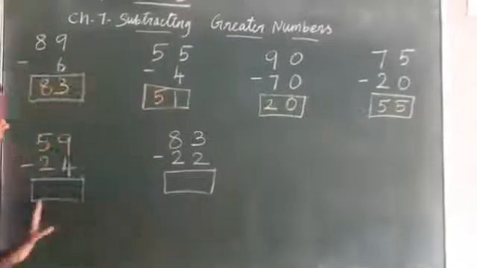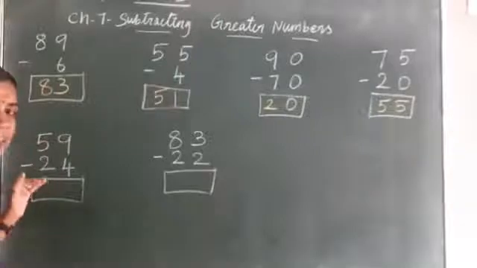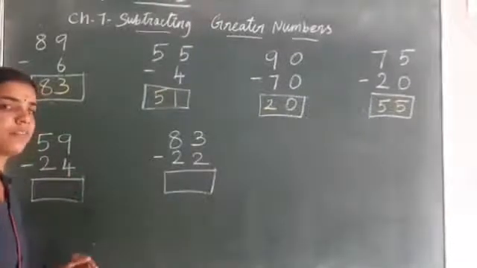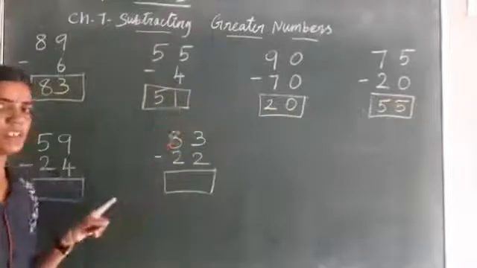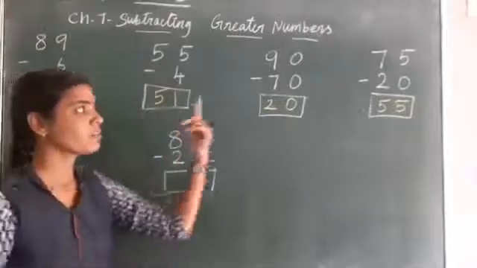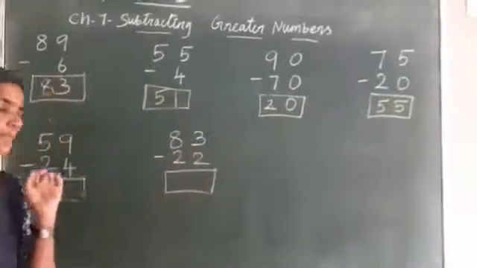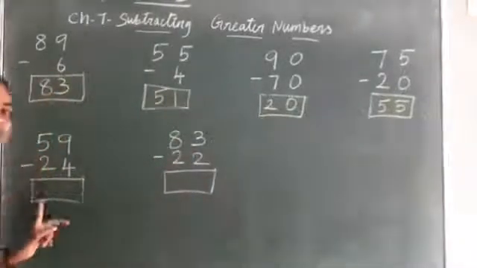Okay. Next one. 59 minus 24. Take and write the sums one by one in your note itself. Take and write all the sums and do them yourself. Then you have to check the answer. Will this answer come or not? Okay.